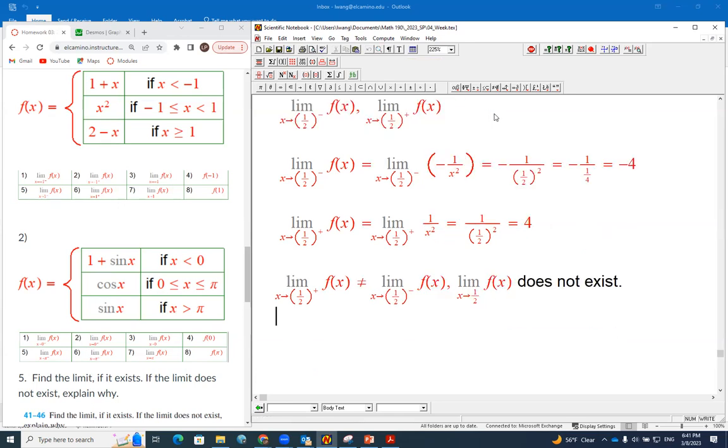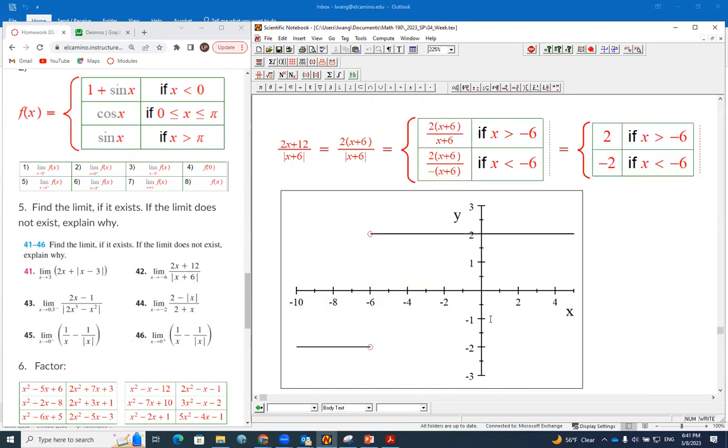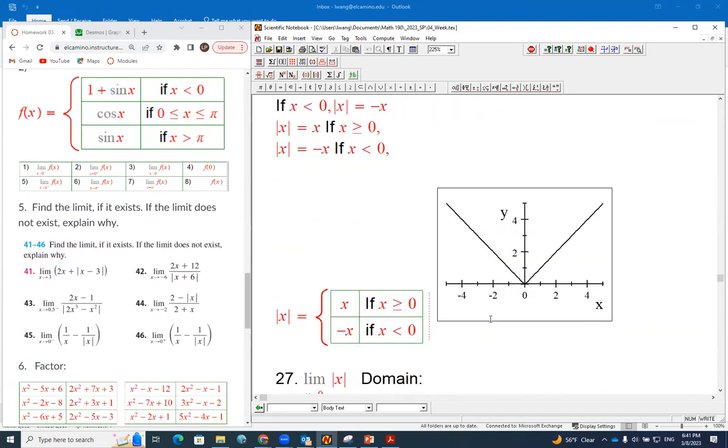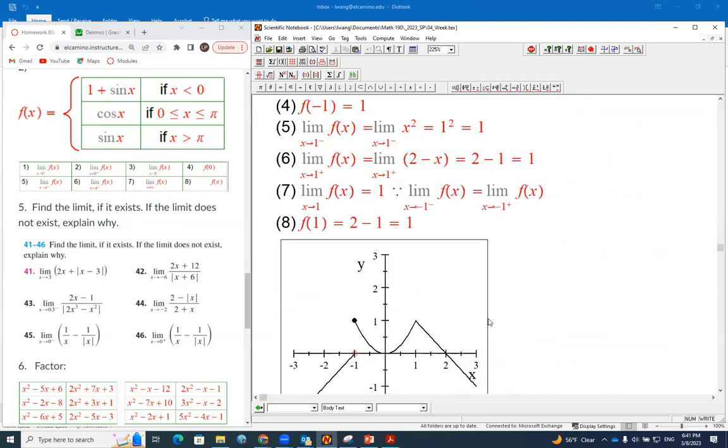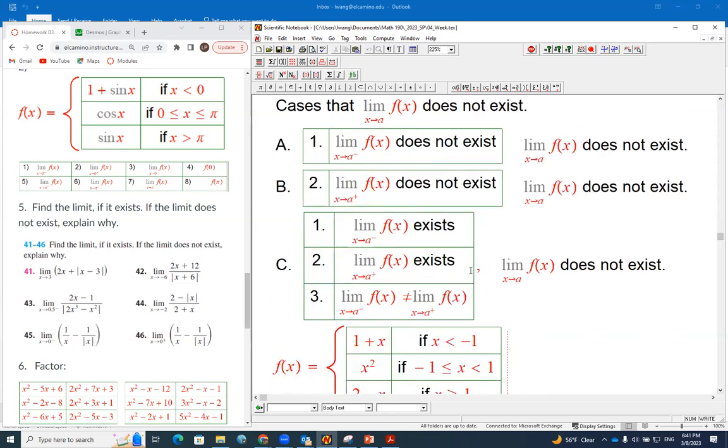Okay? So in summary, what have we seen? We have seen that at the beginning, when we talk about those cases when the limit does not exist, case C happens quite often. A and B could happen too. But in our homework, C happens more often. Why? Because it involves more work, so it allows your teacher to assess you more.